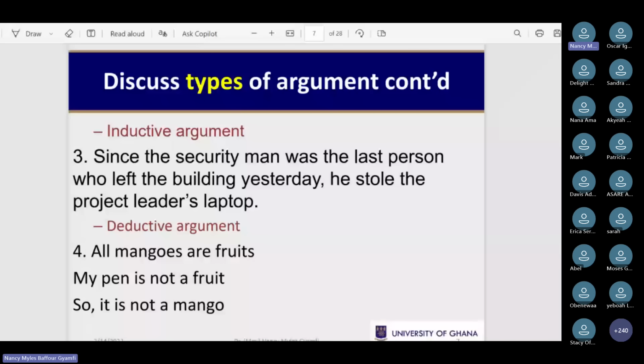And then you work with premises that are all true. All of them are true. So first, it is valid.